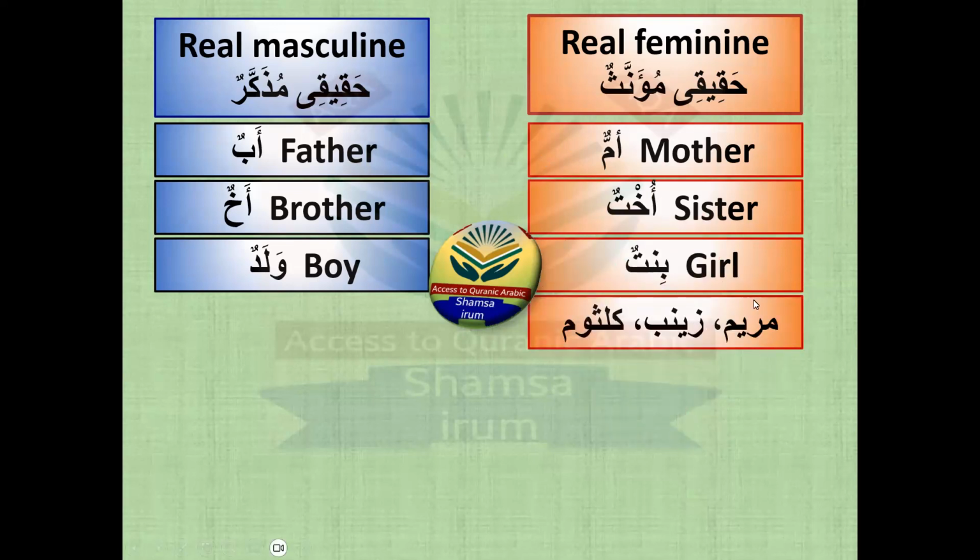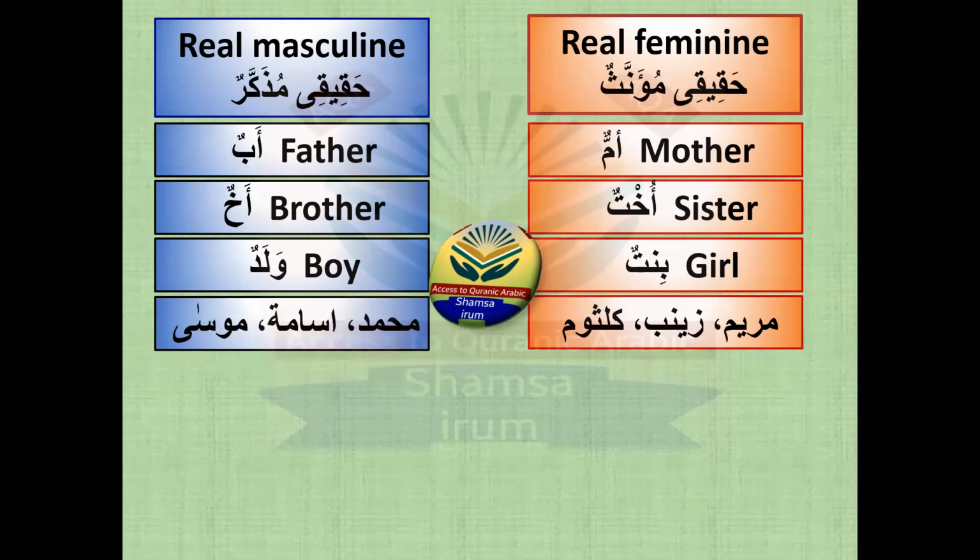And any names which are specific for girls, we know that they fall in the real feminine, like Maryam, Zainab. Of course we will not say that Maryam is the name of a boy. We all know that Maryam or Zainab or Kulsum or any girl's name is for the feminine only, not the masculine. Same like that, some boys' names like Muhammad, Osama, Musa, Ahmad, Zaid, Hamid. We know that these names are for boys only, not for girls. That's why they are called the real feminine or the real masculine.